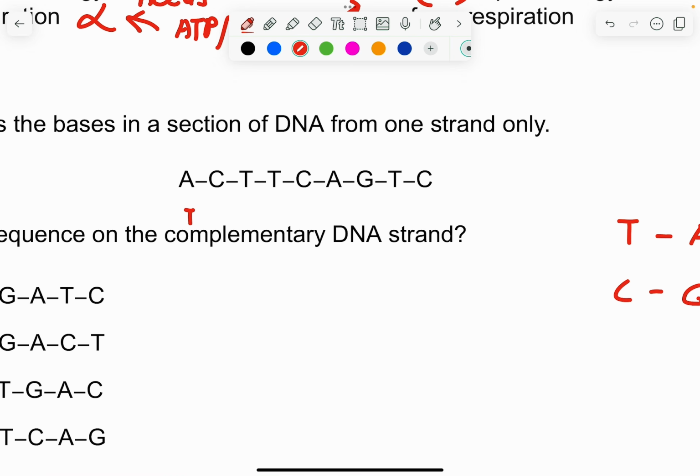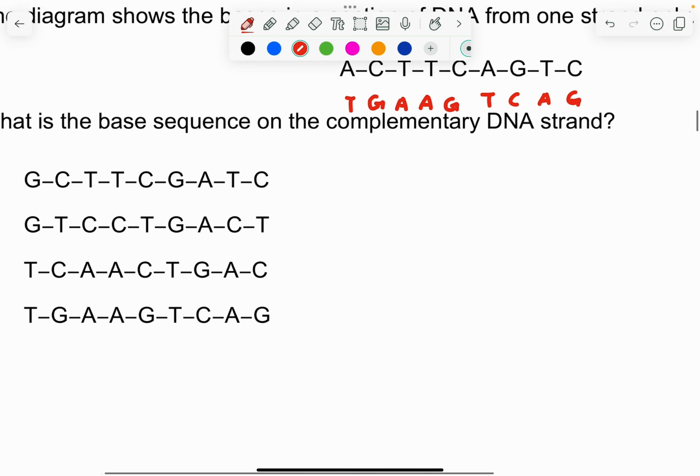It binds with T. What does C bind? It binds with G. T binds with A. This is also A. This is G. This is T. This is C. A. G. So let's see which one has the correct one.